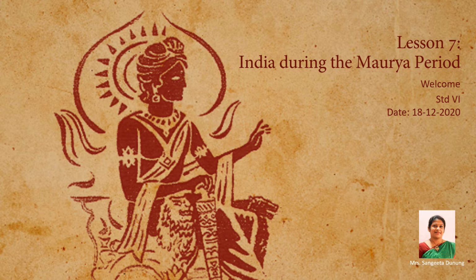In our previous class, we learnt about how the Mauryan rulers like Chandragupta Maurya, Bindusara, and Emperor Ashoka conquered the whole of Indian subcontinent. Today, let us learn about the administration, public welfare activities, art and architecture during the rule of Emperor Ashoka.